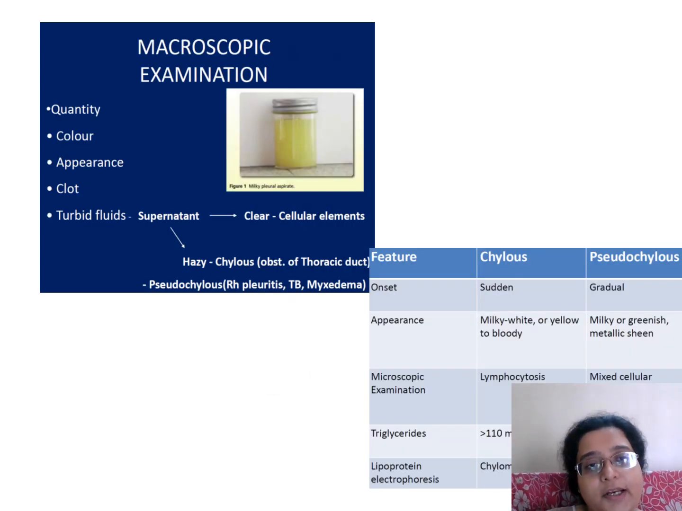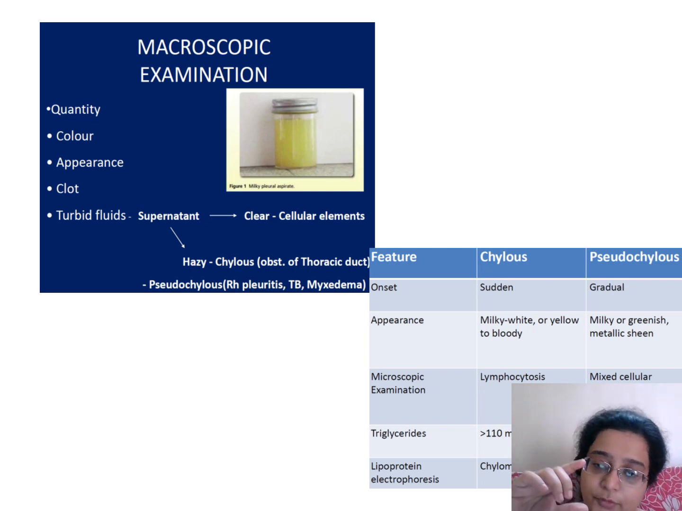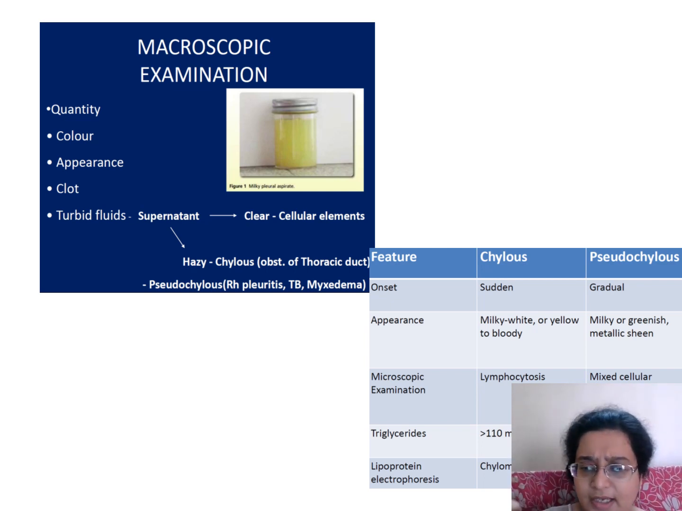So microscopically, as I told you, we mention the quantity, color, appearance, whether there's a clot or coagulum, because TB commonly has a coagulum, and turbidity. Then we see what kind of supernatant. If the fluid is turbid, we centrifuge at 1500 RPM for 10 minutes, is what I do. Fine. And then we look at the supernatant. If it is clear, then assume all the elements were dense, heavy cells and they settled down. However, it is still hazy.